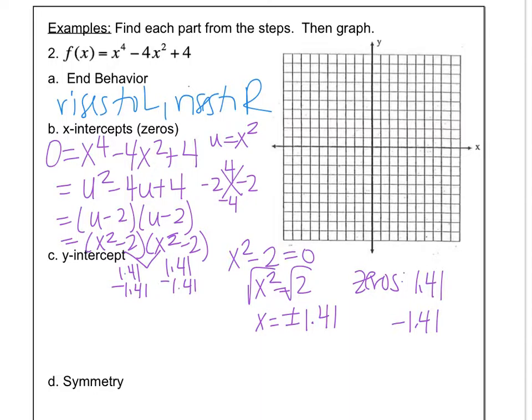Twice. How many times does positive 1.4 happen? 2. And how many times does negative 1.4 happen? 2. Because I should have a total of 4. So these both have a multiplicity of 2. What does that tell me? That means it bounces. So this is going to be an example of what a graph looks like when it bounces.